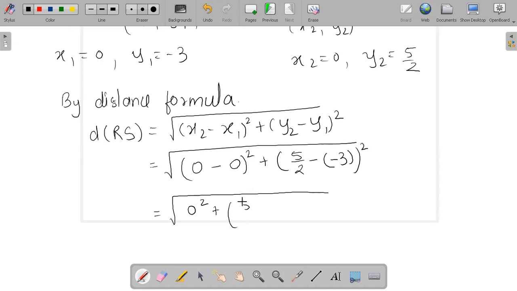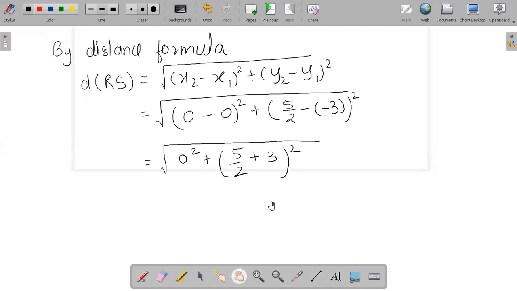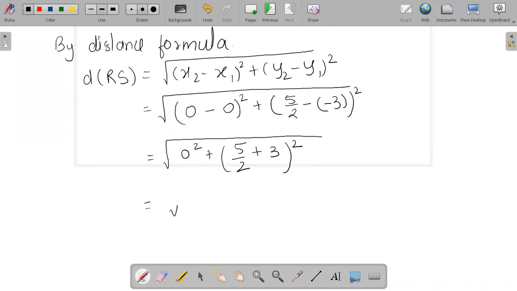Plus 5 upon 2. Now, what will happen here? Minus into minus becomes plus. So this becomes 5 upon 2 plus 3 the whole square. In the next step, the square of 0 is 0, and 0 plus any number is that number itself, so I can skip this 0. There's no need to write it. So I'll write 5 upon 2 plus 3 the whole square directly. Is this step clear? Yes.